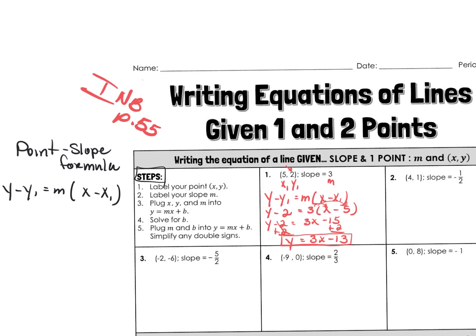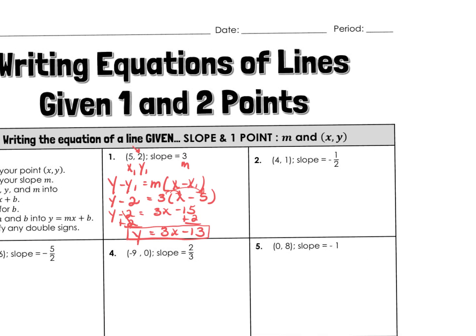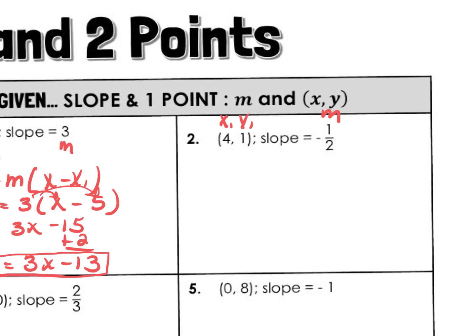Okay, let's do number 2 together. We're going to label our points. I'll do it up here, x1 and y1, and then this is the slope. And I want you to write the equation every time, because the more you write it, the more likely you are to remember it. So the equation is y minus y1 equals m times x minus x1.